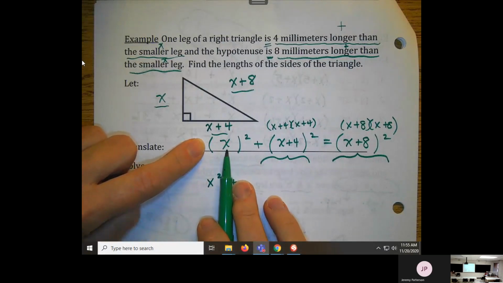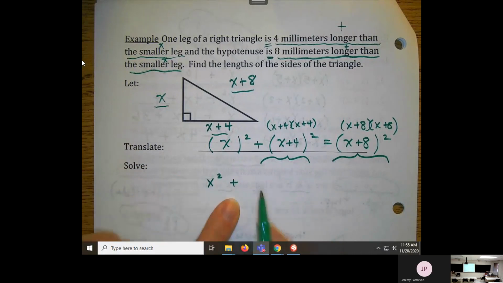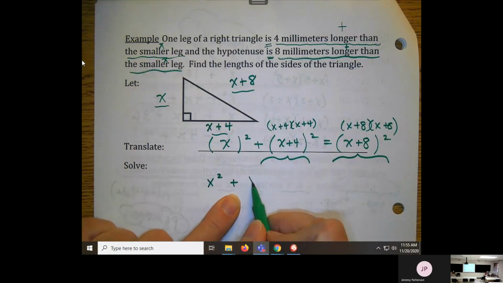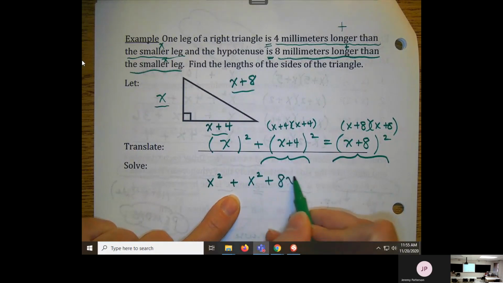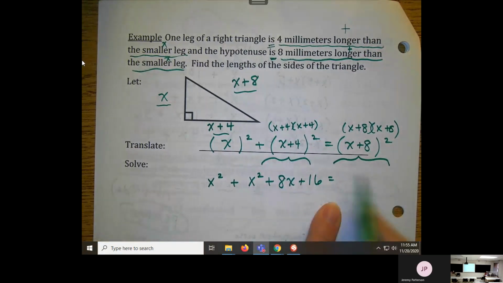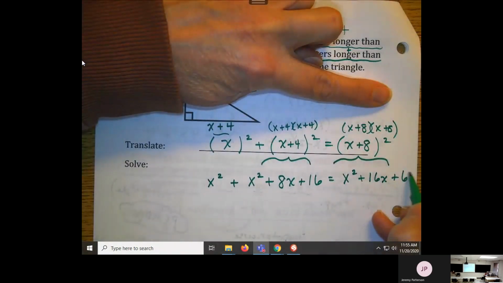So the little one here, the x squared, I'm just going to drop that down and drop off the parentheses so it looks a little simpler. And then what will the x plus 4 squared make? That'll be x squared plus 8x plus 16. Nice. So all 3 of those came from there. And then on the other side, x plus 8 squared. That'll make x squared plus 16x plus 64. Nice.